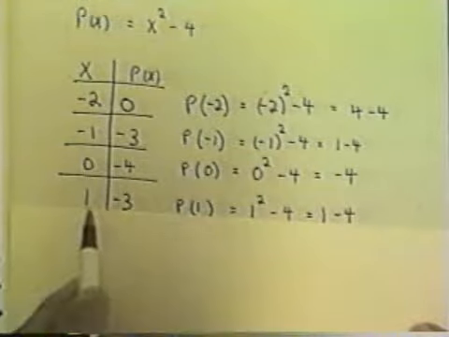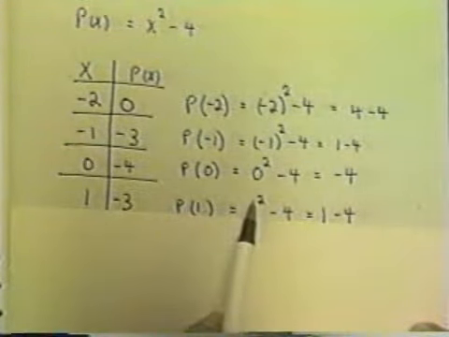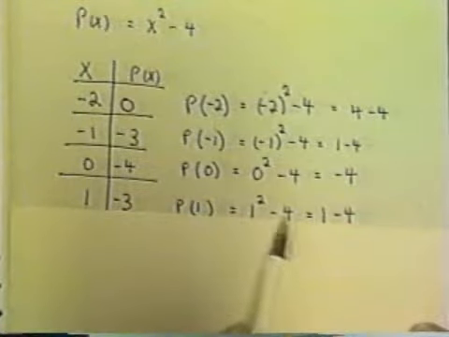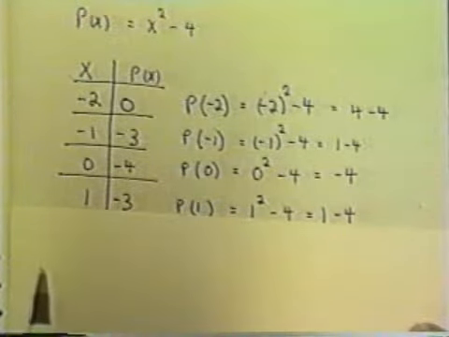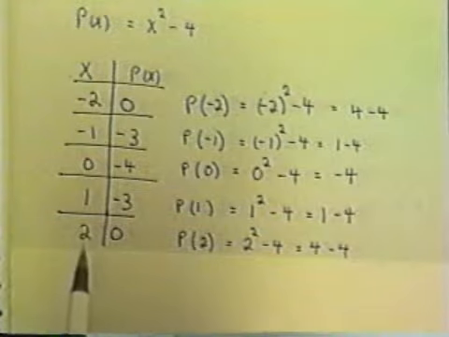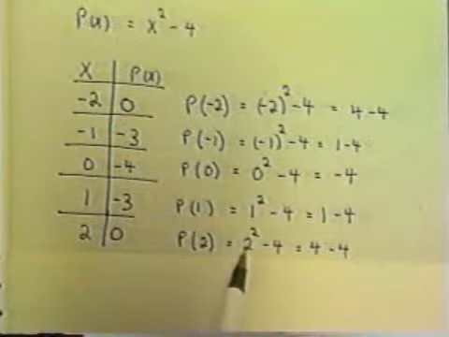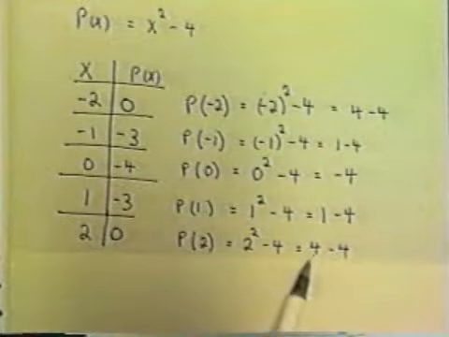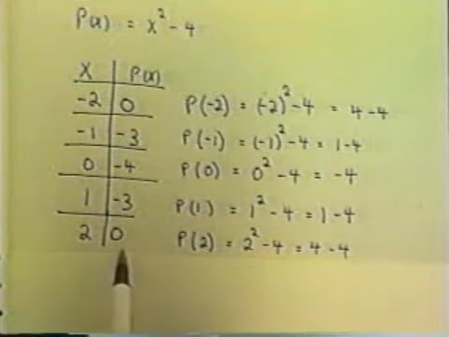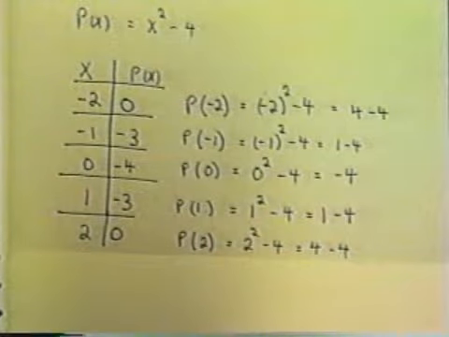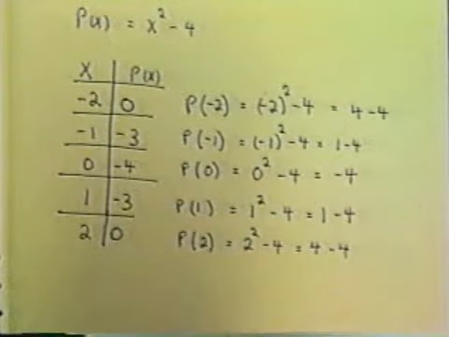Then I'm going to use 1. Replace x by 1. 1 squared is 1. 1 minus 4 is negative 3. Now I'm going to replace x by 2. So in place of x, I'll put 2. 2 squared is 4. 4 minus 4 is 0. So now we have the table of values.